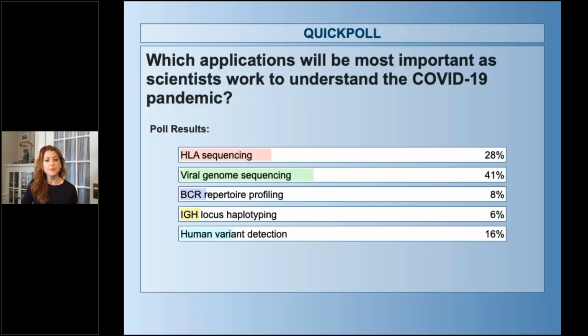Awesome. So let's see, 41% of you picked viral genome sequencing as the top mark, and I think that's really true, especially as we're starting to see now discussions about mutations and how that might pertain to regional differences. And then a lot of you picked HLA, so I count that a vote for the T-cell / HLA immune response. And then many of you also picked either BCR or IGH locus haplotyping, with the remainder focused on other types of variant in the genome. So thank you so much.